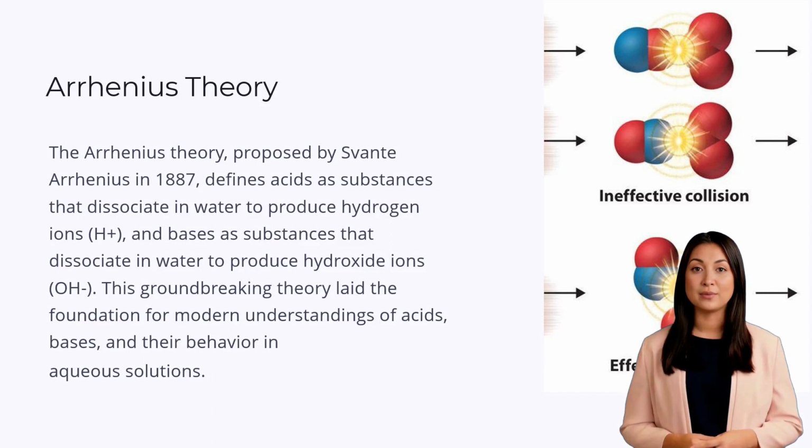Svante Arrhenius proposed the Arrhenius theory in 1887, which is one of the most significant theories in acid-base chemistry. Under this theory, acids are considered as substances that split into hydrogen ions in water, while bases break down into hydroxide ions in water. This theory has been a major factor for comprehending the actions of acids and bases when found in aqueous solutions.